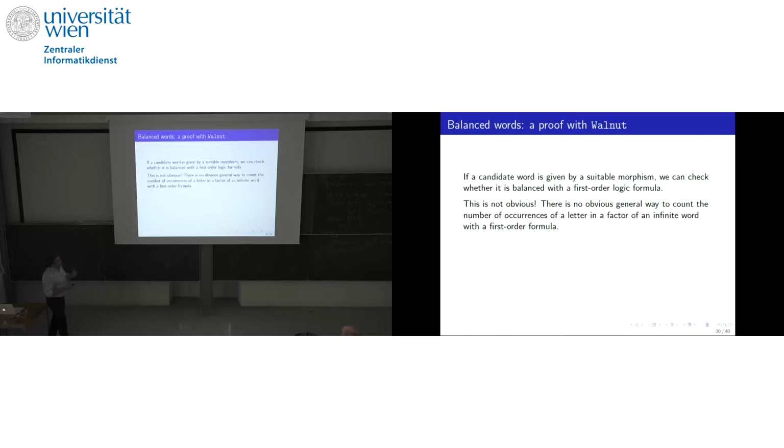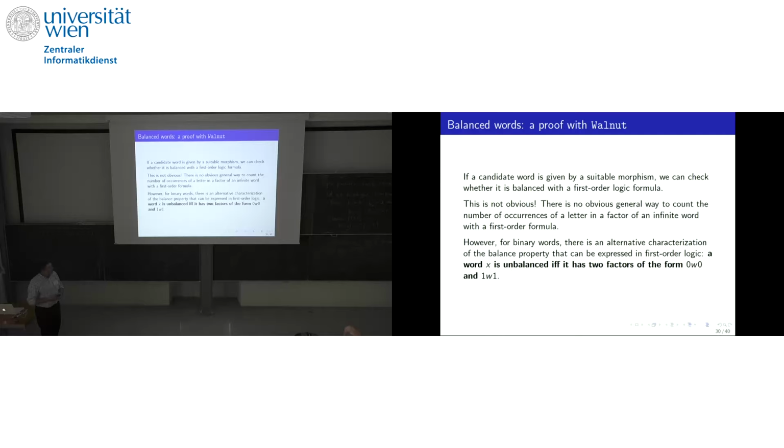So if the word is binary, we can do this because there's an alternative characterization of what it means to be balanced. It says a word is unbalanced if and only if it has two factors, one of which looks like 0w0 and the other that looks like 1w1. So if you can find two factors like that, clearly it is unbalanced, right? Because one word has the zeros in those places, the other word has the ones. But furthermore, it's an if and only if. So that is a first-order property. We can assert that and write a logical formula for it.